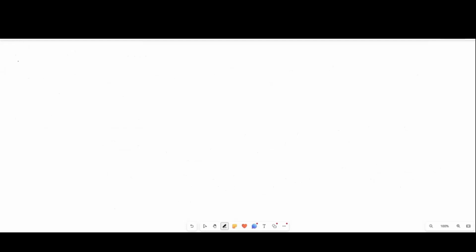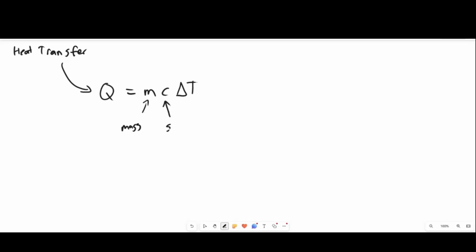So now that we understand heat, let's talk about heat transfer. So heat was the transfer of energy between two things that have a different temperature. So how does the physics of that energy transfer actually happen? So this equation is what will govern heat transfer. So heat transfer is this capital letter Q, and it's equal to the mass times the specific heat times the change in temperature.